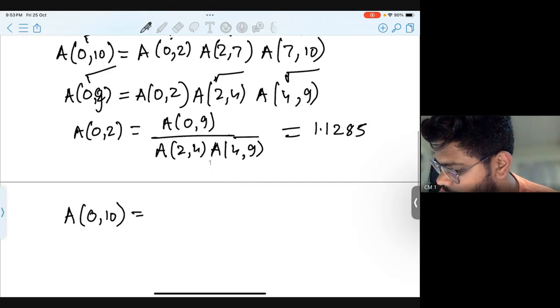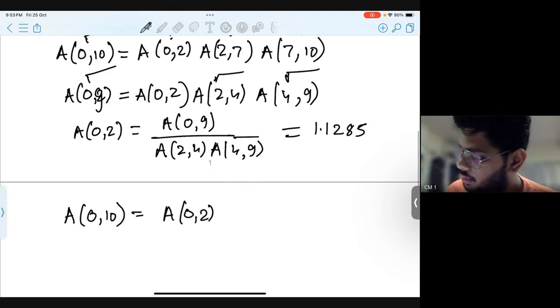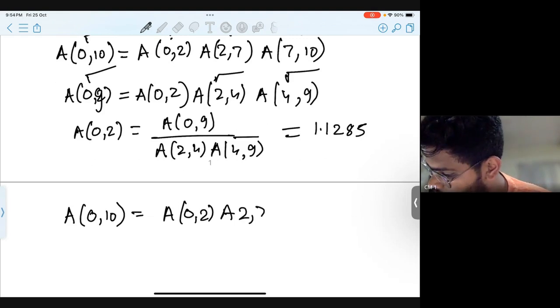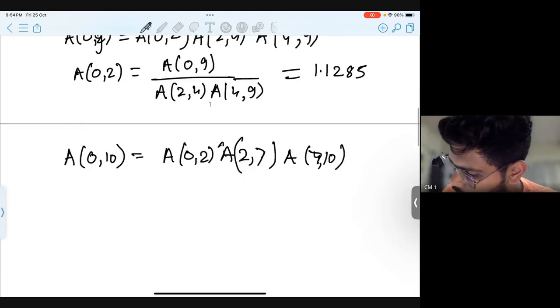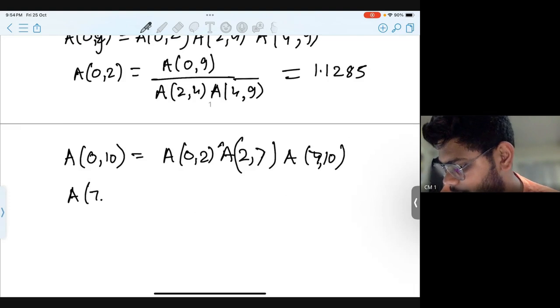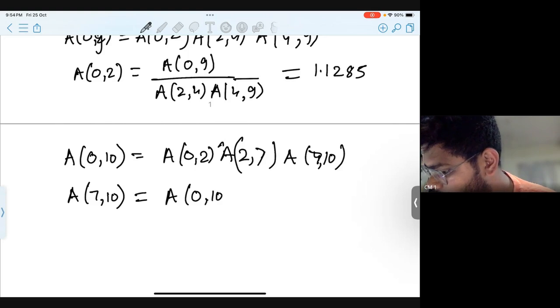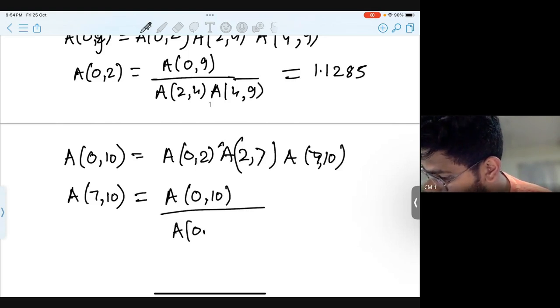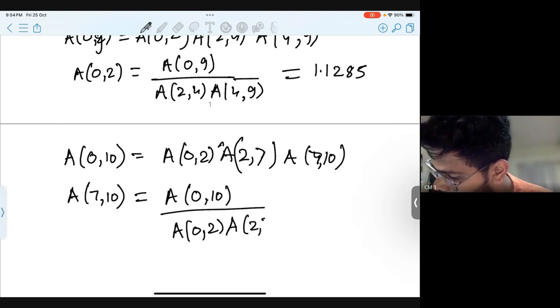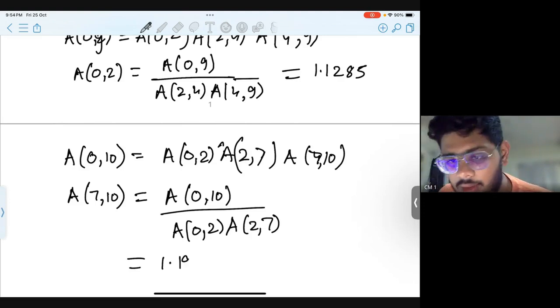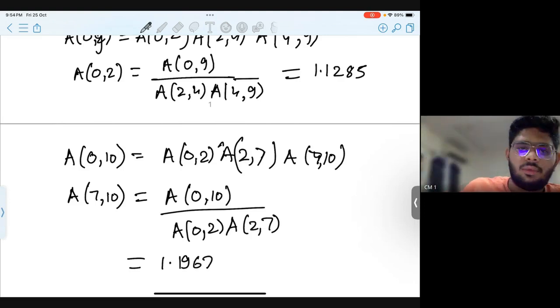So now A010 is equal to A02 into A27 into A710, which means A710 is equal to A010 upon A02 into A27, which becomes equal to 1.1967. ठीक है.